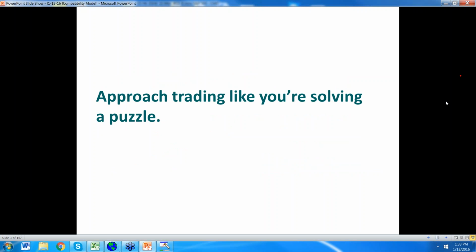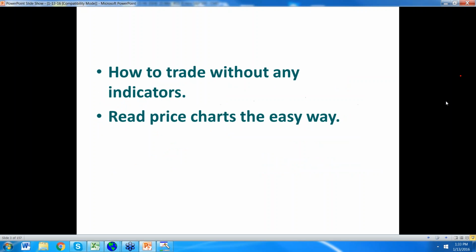We're going to talk about a trading approach like you're solving a puzzle. To me, that's what trading really is. It's solving a puzzle. The puzzle is, well, which way is it going and where do we get in, right?